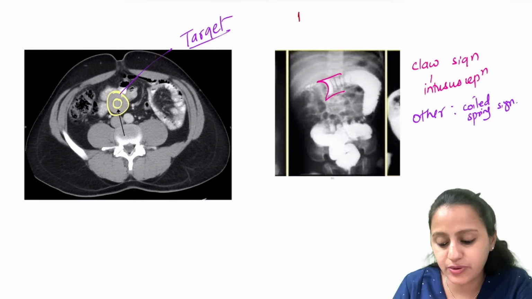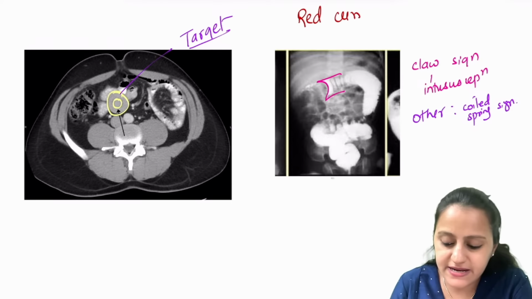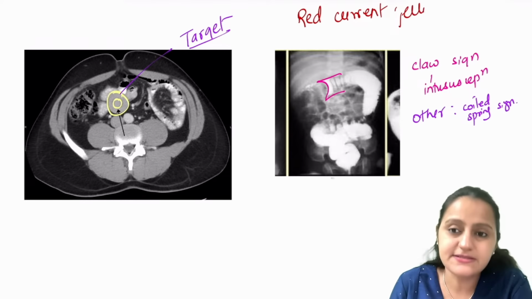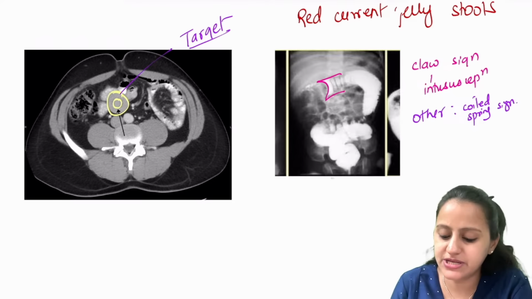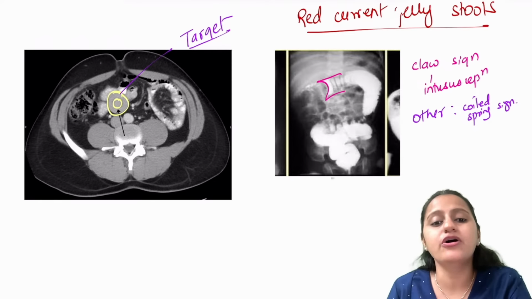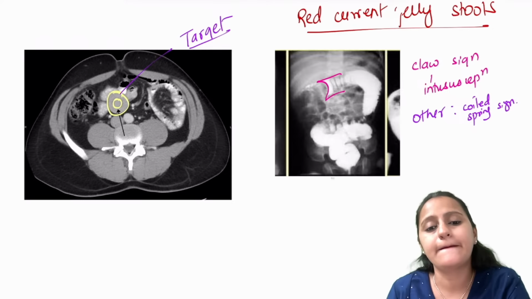Classical history is going to be a history of red currant jelly stools. Okay, classical history is going to be a history of red currant jelly stools. Is this clear with everyone? Yes?